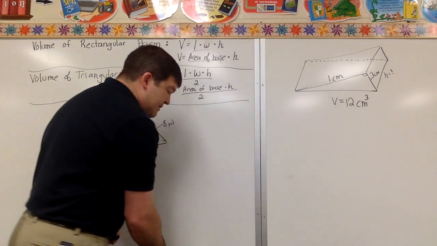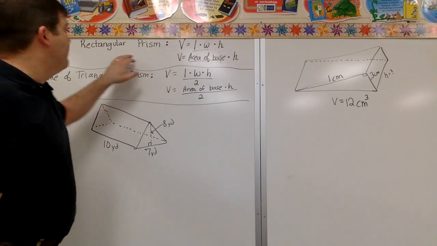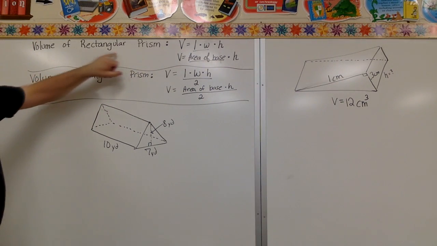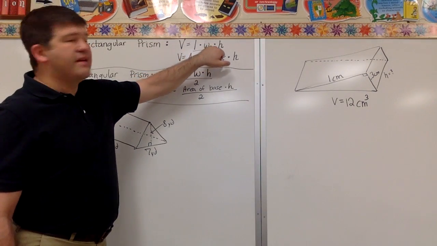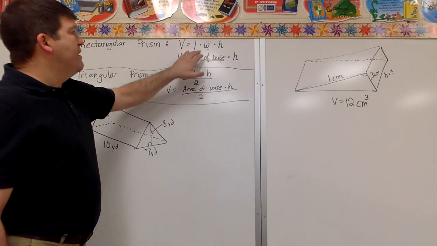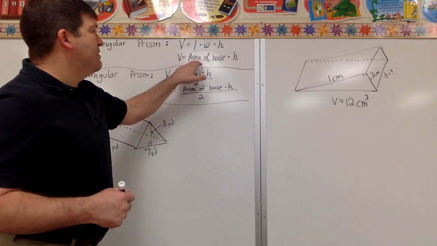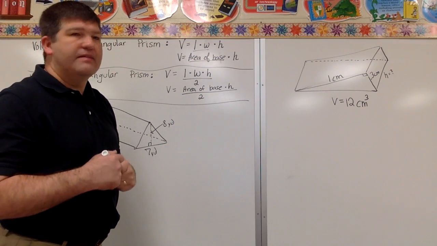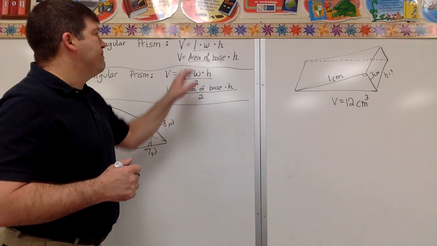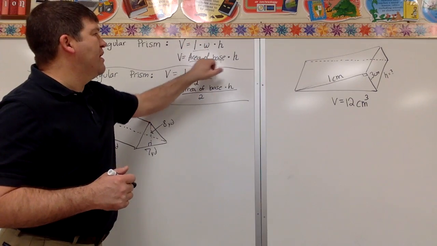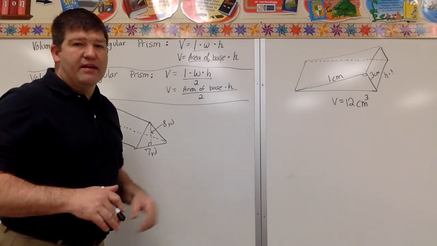So, let's review the volume of a rectangular prism. It's V equals length times width times height. Now the length and the width of a rectangle is the same as the area of the base. So it's kind of like base and height, or length and width. Once you times those two together, you get the area of the base. Then you times it by the height.